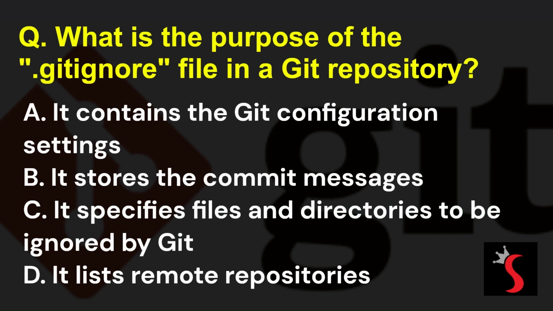What is the purpose of the .gitignore file in a Git repository? A. It contains the Git configuration settings. B. It stores the commit messages. C. It specifies files and directories to be ignored by Git. D. It lists remote repositories.